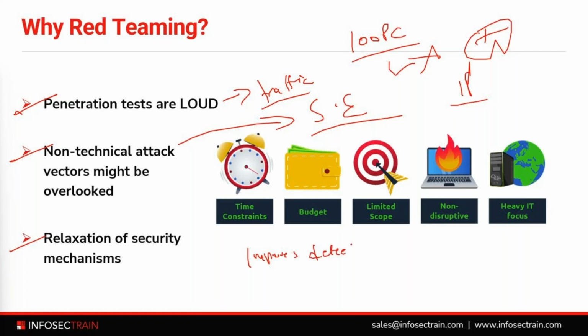Now, by performing red teaming, first it improves your detection and response also, right? By simulating a phishing attack, the red team will test the organization's ability to detect and respond to these types of threats promptly, right? Then it also enhances security awareness. Employees become more vigilant against social engineering attacks after experiencing a red team simulation, right?